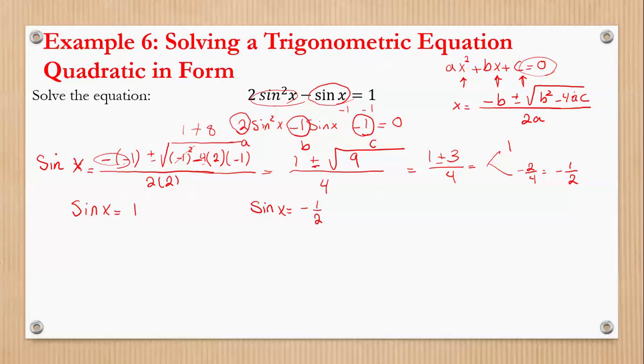So to find the x, I need to figure out what angle the sine is 1. The sine of what angle is 1? If you remember the unit circle, the sine is the y value, and the 1 is over here, and the angle over here is pi over 2. So the x must be equal to pi over 2, just in the first rotation.